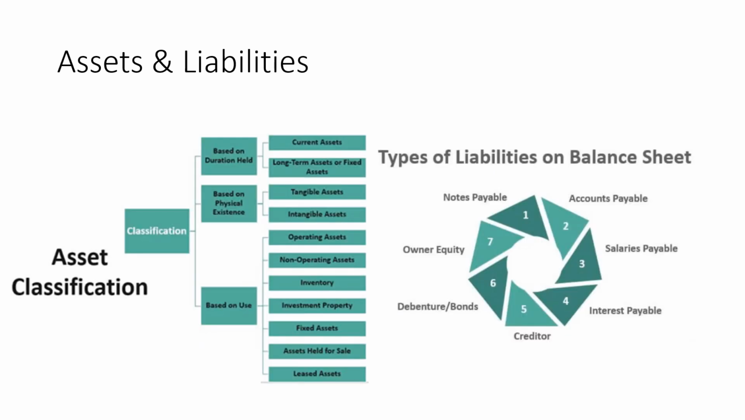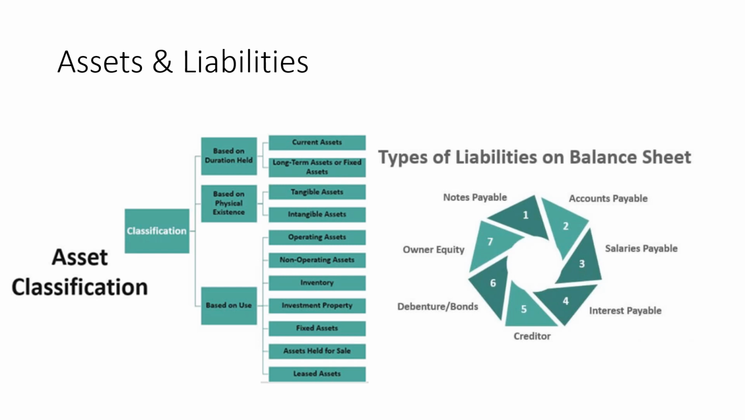So what are the assets? Assets are classified based on duration, physical existence, and use. Duration means current asset or long-term asset, that is fixed asset. Based on physical existence, we can say tangible asset or intangible asset. Based on use, we have operating and non-operating assets: inventory, investment property, fixed assets, assets held for sale, and leased assets all come under asset classification.